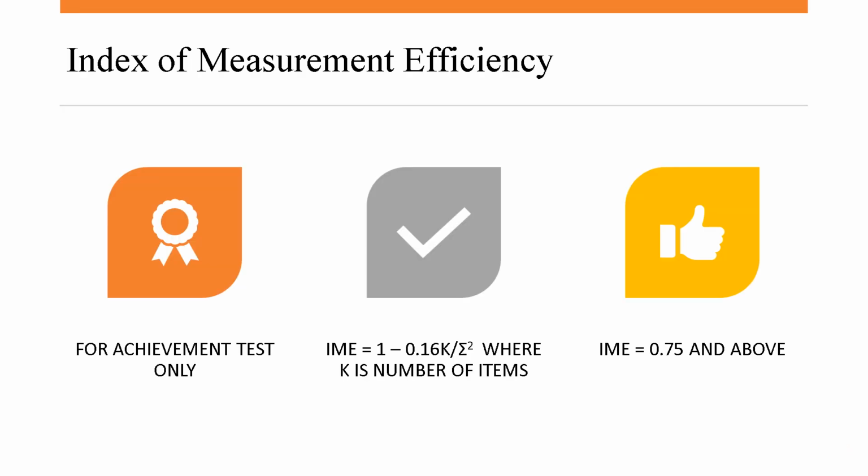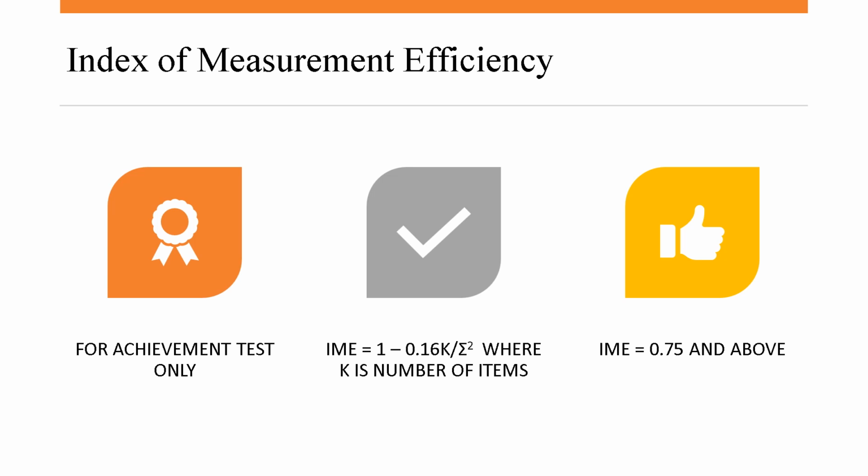We can also find the index of measurement efficiency, after the difficulty index and discrimination index, for an achievement test. So IME is the index of measurement efficiency, where the formula is given at the center. It is 1 minus 0.16 k divided by sigma square, where sigma square is the variance of the standard deviation and k is the number of items. So for a test as a whole, we can find the index of measurement efficiency. If it comes to 0.75 and above, then it possesses good measurement efficiency.